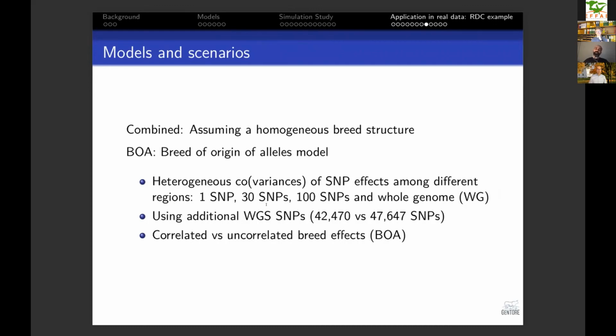And also she wanted to see if we get an improvement from using this additional whole genome selected SNPs on top of the 50K SNP chip when we use breed origin of allele models. And she also tested if correlated and uncorrelated effects give different results.